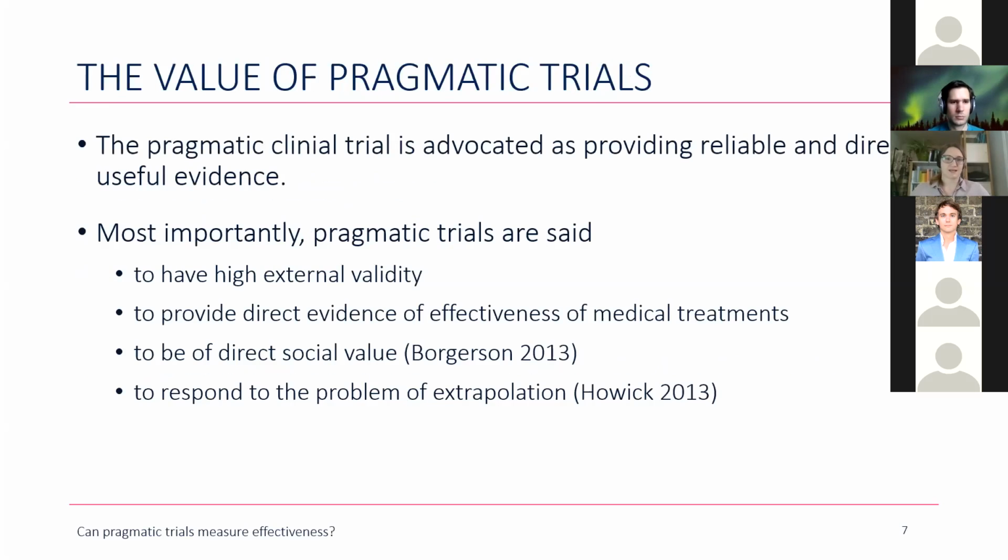Now, what people say about pragmatic trials, why they are of value, is that they are advocated as providing reliable and directly useful evidence. So most importantly, people say about pragmatic trials that they have high external validity, that they provide direct evidence of effectiveness for medical treatments. Kirsten Bergeson has argued that they are of direct social value and therefore to be preferred to ideal trials. And Jeremy Hovick has also briefly proposed that pragmatic trials may respond to the problem of extrapolation.